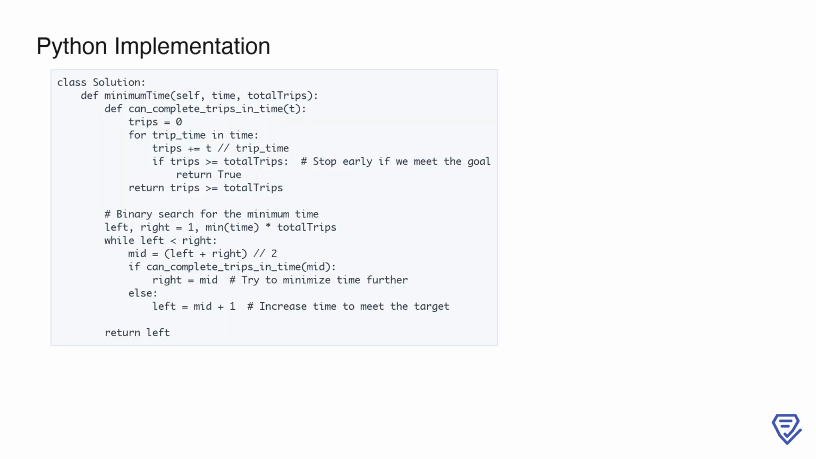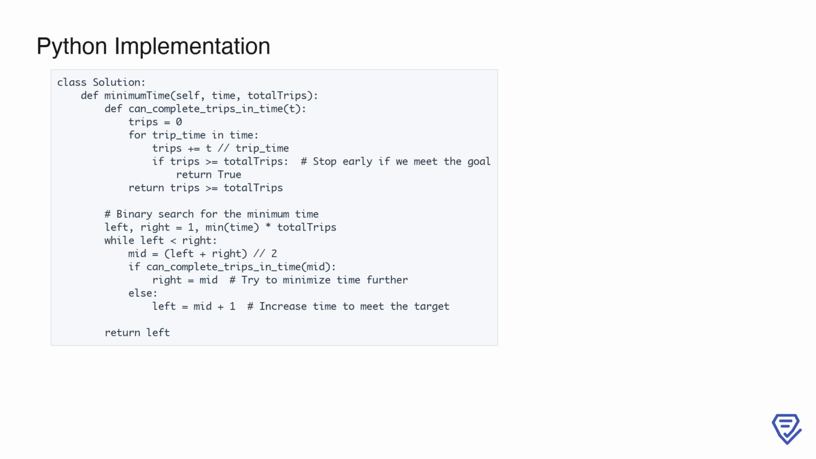This solution uses a binary search approach to find the minimum time required for buses to complete the specified number of trips. The function minimum time takes two inputs, a list time where each element represents the time a bus takes to complete one trip, and total trips, the total number of trips required.